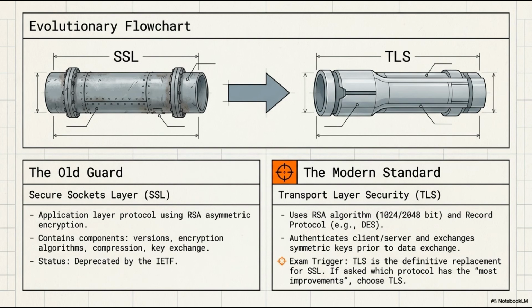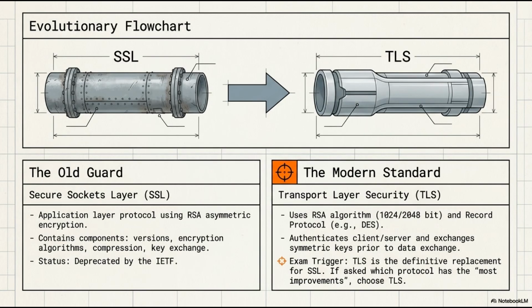Well, SSL is an application layer protocol. It uses RSA asymmetric encryption, but as the slide says, it is the old guard. It's the rusty pipe. It is full of holes. In fact, it has been officially deprecated by the IETF, the Internet Engineering Task Force. Deprecated meaning? Meaning it is fundamentally broken and you should never use it.